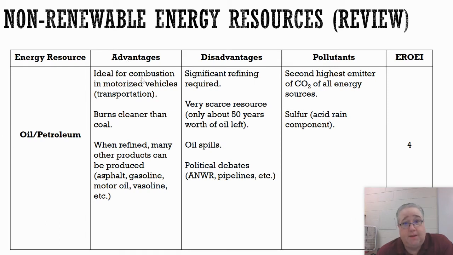Oil and petroleum, again, some advantages and some disadvantages. We've talked about a lot of these things in the notes, so you can go back and review those. This is just a nice little concise sheet for you to look over. The pollutants: it is the second highest emitter of carbon dioxide. It does produce sulfur. There are some pros and cons with it, but the EROEI of oil and petroleum is only 4. Since this number is a lot lower, it leads us to believe that maybe this is something that we could abandon in the future and try a different fuel source, just because its EROEI value is such a minor value.